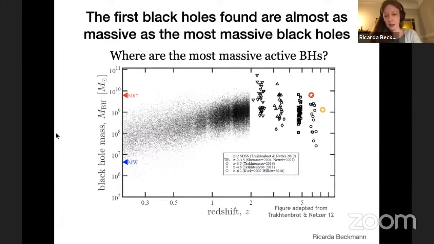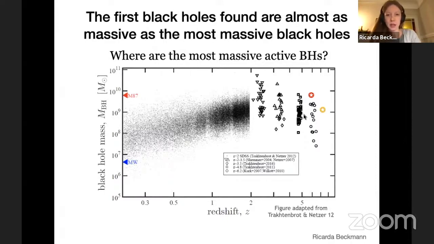So this is a plot, a little old now. We heard earlier that the sample of high redshift quasars and their black holes has grown massively over the last few years, but you can see that if you look at the distribution of black hole masses on the y-axis relative to the redshift on the x-axis, some of the first objects we found are already as massive as the most massive objects we see across the history of the universe. Now, this part of the plot has now been filled in more, but the basic point still stands. They're all in this region.